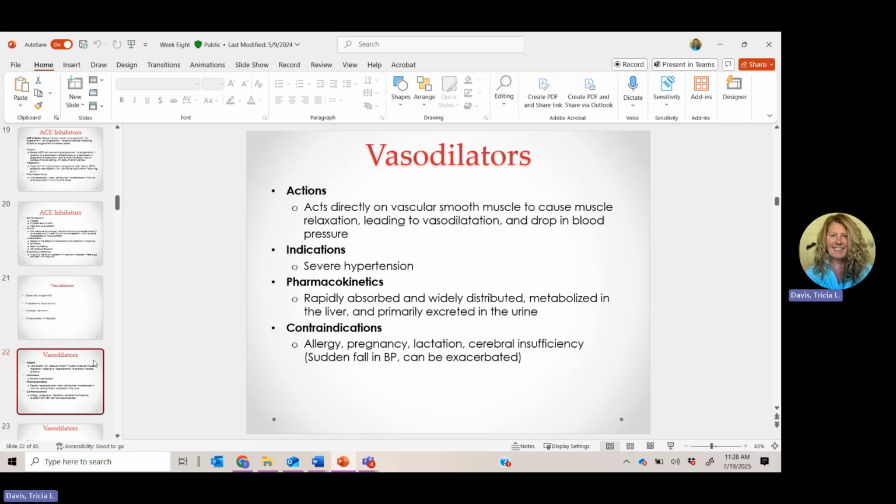So these work on the smooth muscle to cause muscle relaxation. If we relax the muscle, it causes everything to open up. We vasodilate, and then we decrease our blood pressure. These are a class of medications that we usually add on to other ones if we're not getting the results that we need.